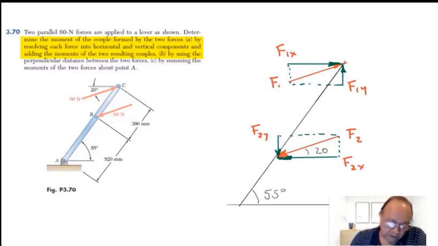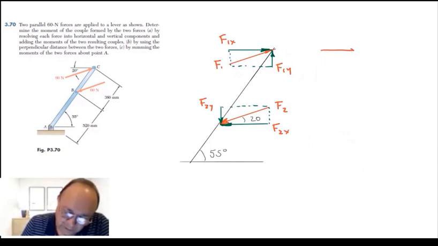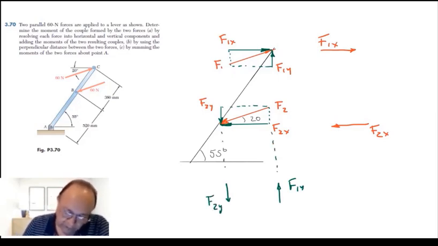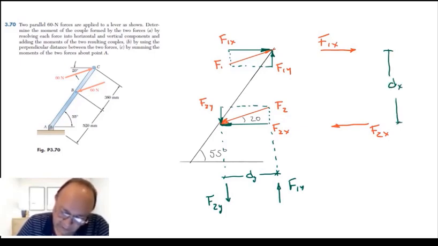So now we have two couples here, right? We have one couple, which is this F1X and this F2X. And we have another couple here, which is F1Y and here F2Y. So we have to find this distance here. Let's call it dy because it's for the y components. It doesn't look very logical, but let's call this one dx because it's the one that separates the x components. So can we find this distance?